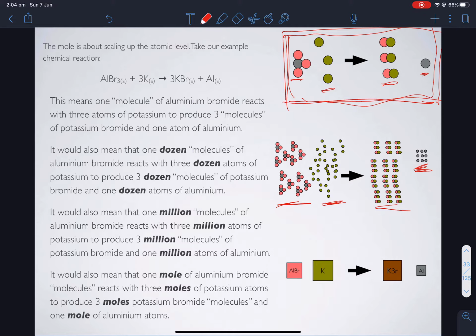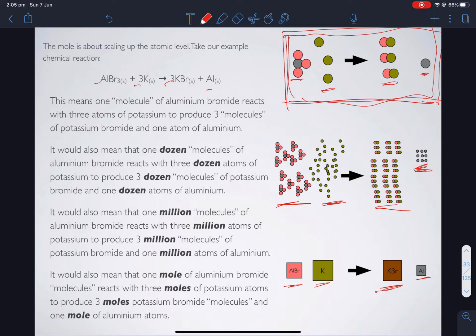And we reach a point, and we'll introduce that point soon, where instead of dozens or millions, we're going to talk about a much larger number called a mole. And it means that, for our example, 1 mole of aluminium bromide reacts with 3 moles of potassium atoms to produce 3 moles of potassium bromide and 1 mole of aluminium atoms left. So the ratio, that stoichiometry of 1 to 3, 3 to 1, still exists, but we've multiplied it up.